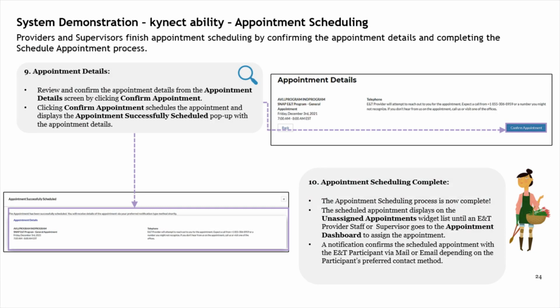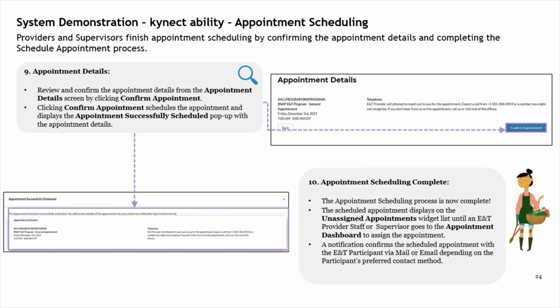Providers and supervisors may finish the appointment scheduling process by reviewing the appointment details, then clicking Confirm Appointment. Clicking Confirm Appointment schedules the appointment and displays the appointment successfully scheduled pop-up with the appointment details.